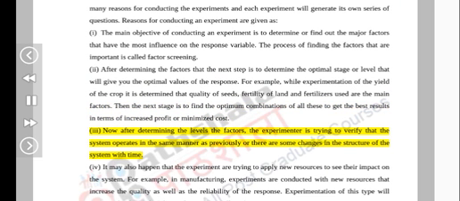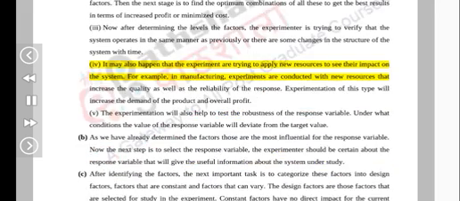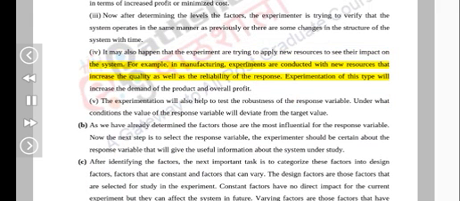III. Now, after determining the levels of the factors, the experimenter tries to verify that the system operates in the same manner as previously, or whether there are some changes in the structure of the system with time. IV. It may also happen that the experimenter tries to apply new resources to see their impact on the system. For example, in manufacturing, experiments are conducted with new resources that increase the quality as well as the reliability of the response. Experimentation of this type will increase the demand for the product and overall profit.